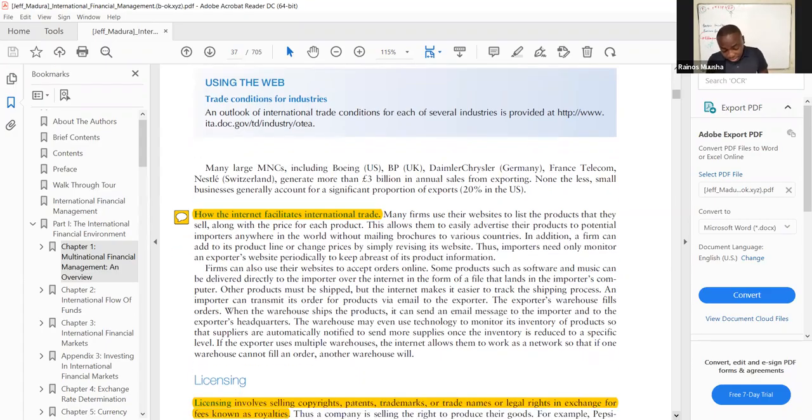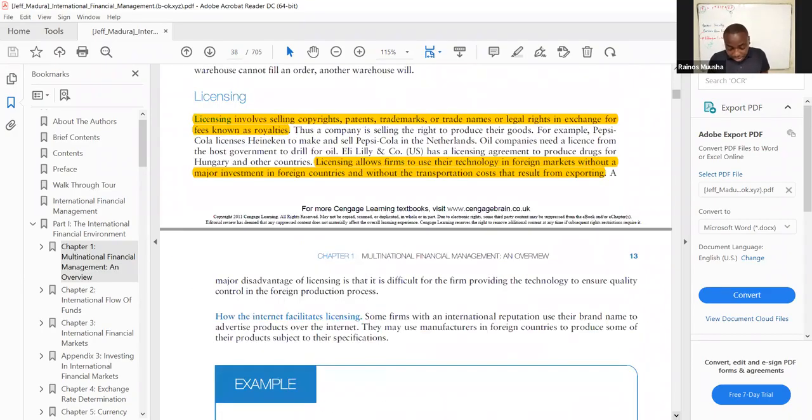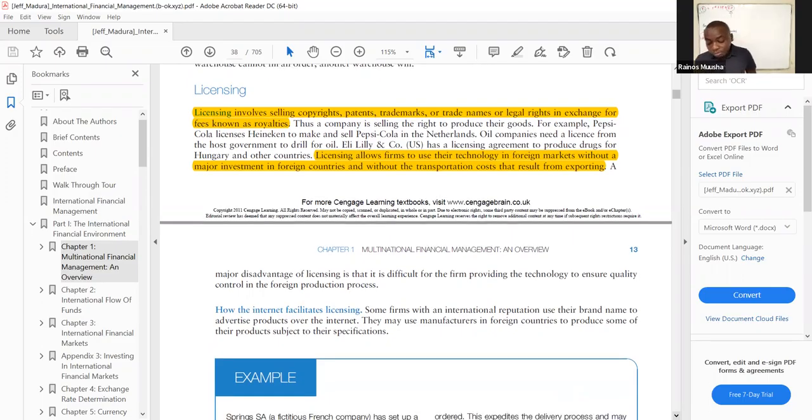Then the other one is licensing, and under this they say licensing involves selling copyrights, patents, trademarks, and trade names or legal rights in exchange for fees known as royalties. Licensing allows firms to use their technology in foreign markets without major investment in foreign countries and without the transportation cost that results from exporting. So another way of doing international business is through licensing.